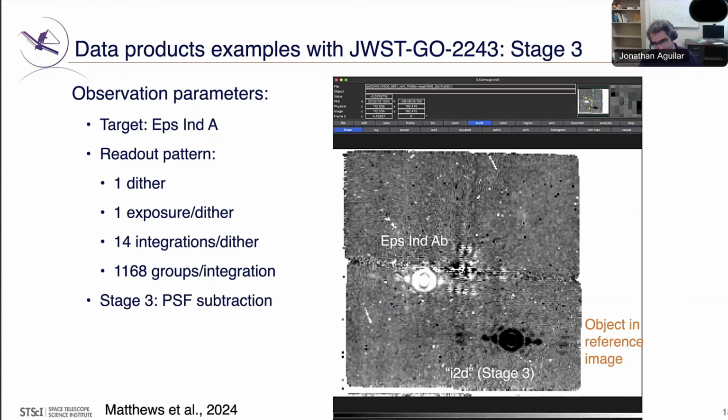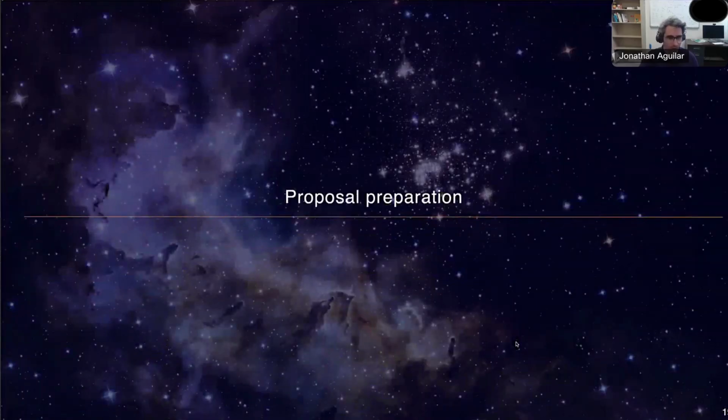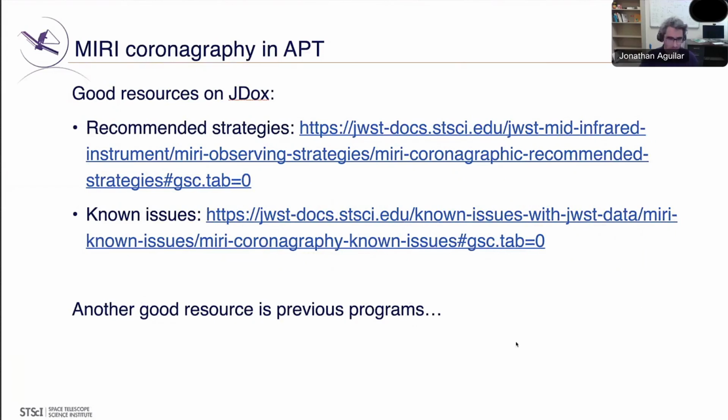Stage 3, you can see the coldest ever imaged exoplanet popping out in the stage 3 data product. This dark inverted PSF was a background object that was in the reference image. So that's the data. What are important things to think about when you are preparing your proposal?